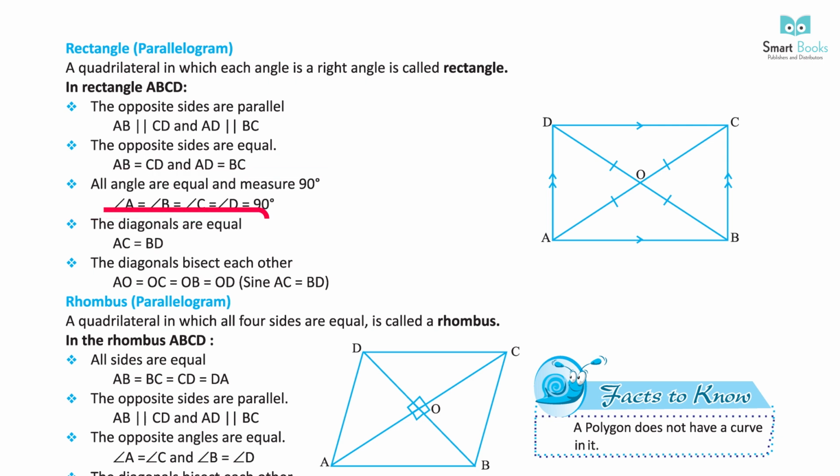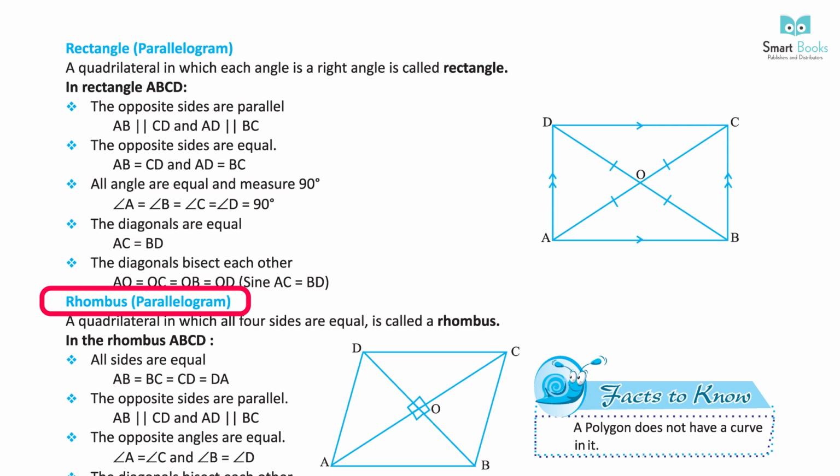90 degree. The diagonals are equal. AC equals BD. The diagonals bisect each other. AO equals OC equals OB equals OD, since AC equals BD.